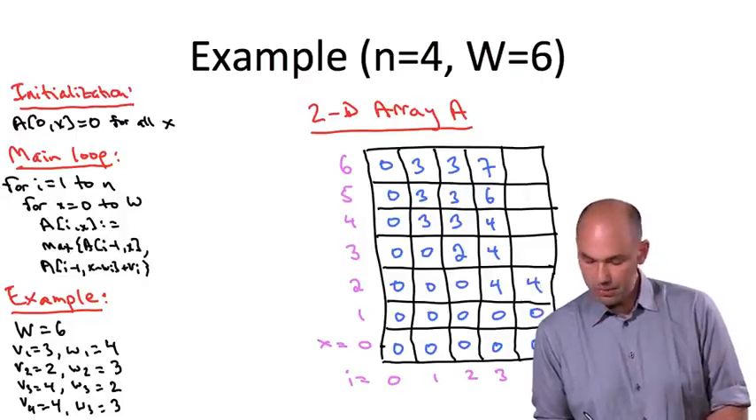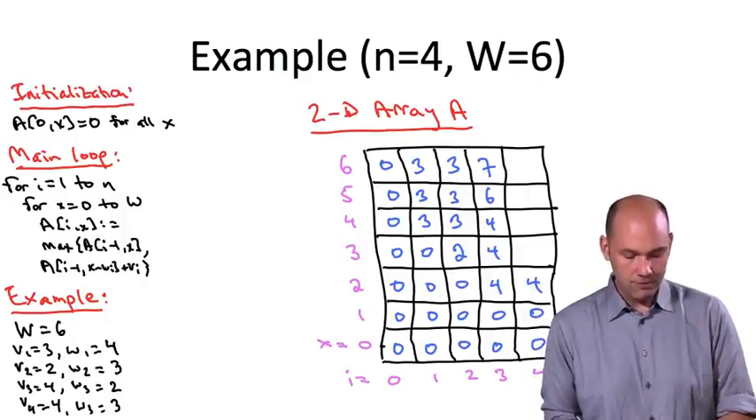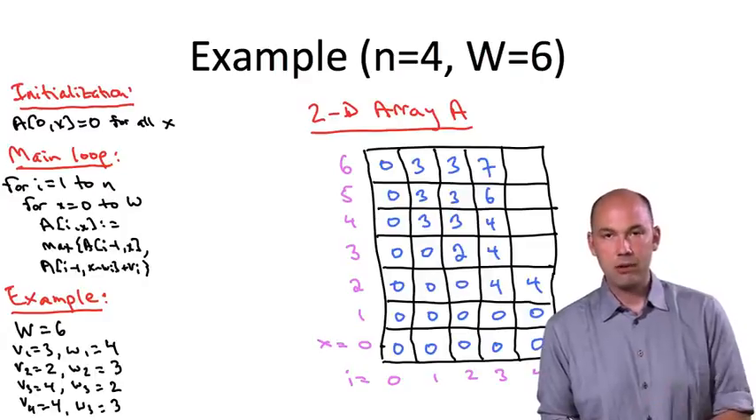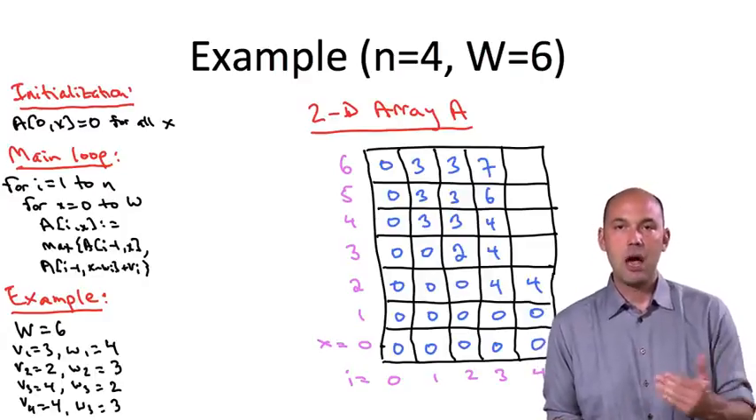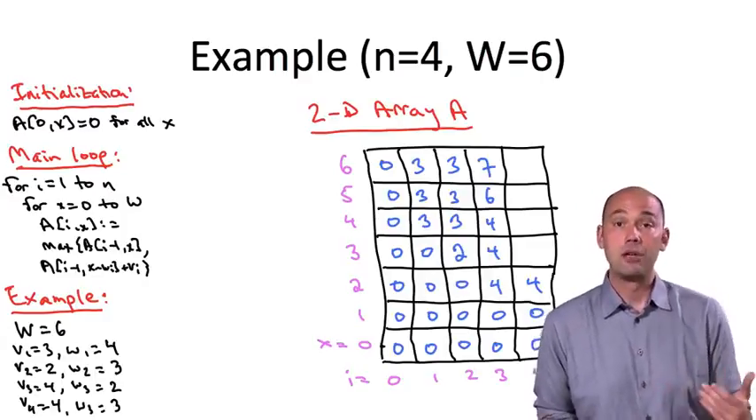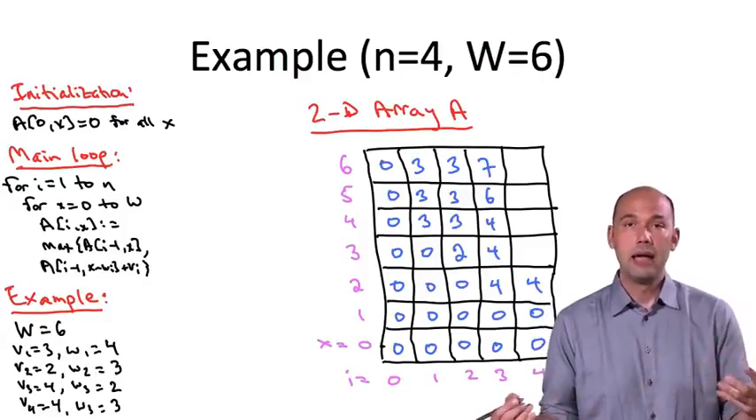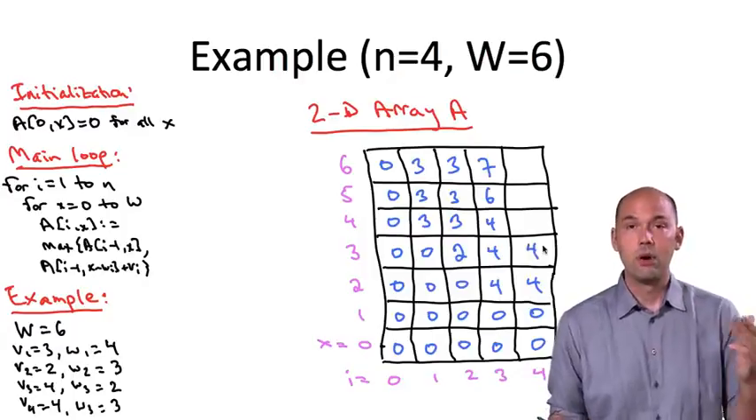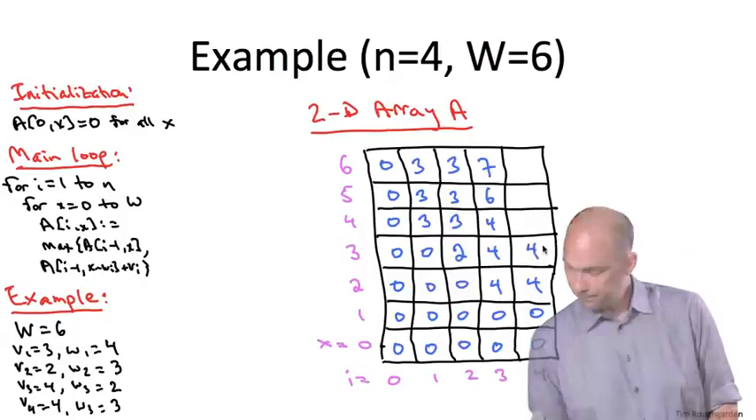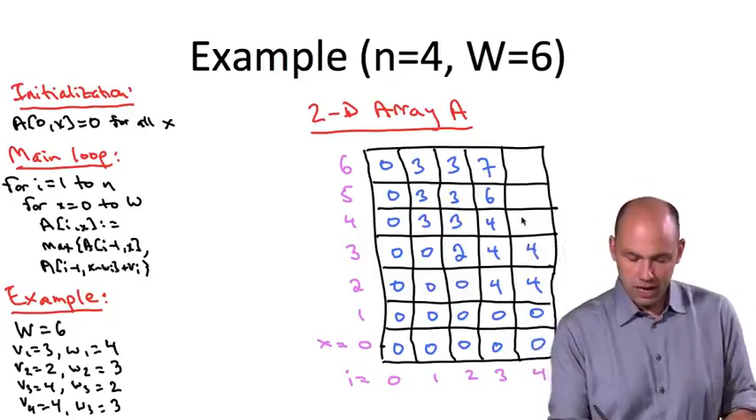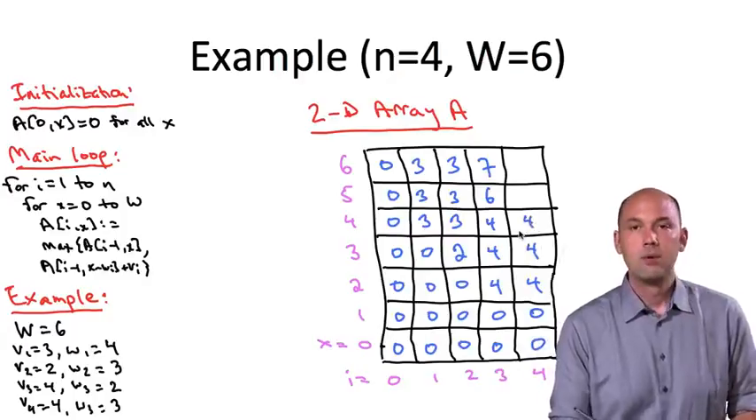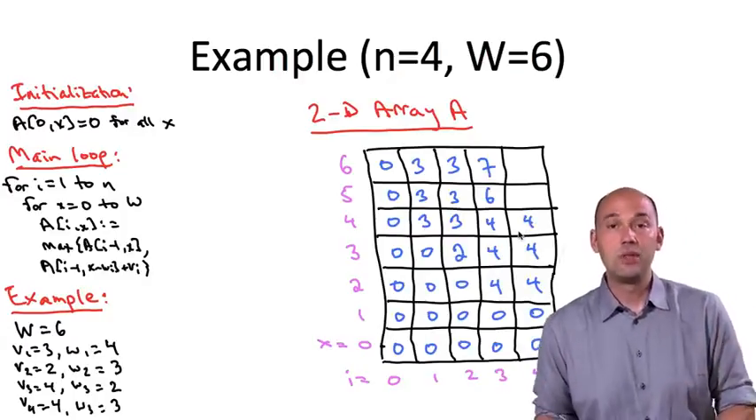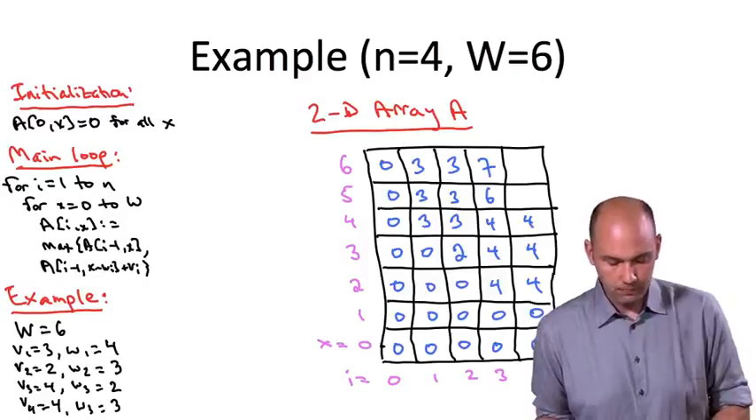Now in column 3, we do have the option of picking the fourth item. That'll give us a value of 4. We also have the option of just copying over the value in the column to the left. That'll also give us a 4. So we have a tie, and in some sense it doesn't matter. So we're going to fill in the entry with a 4 when i equals 4 and x equals 3. The exact same reasoning applies when x equals 4. We're making the comparison between two things that have equal value, both equal to 4.